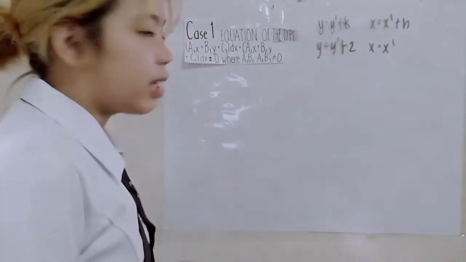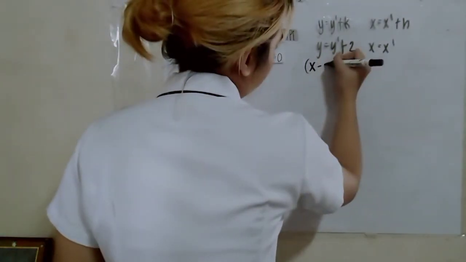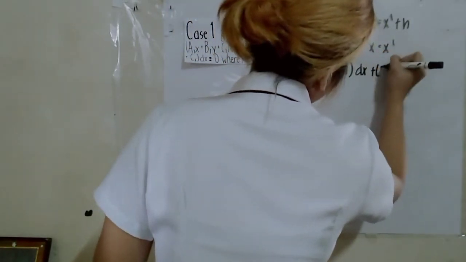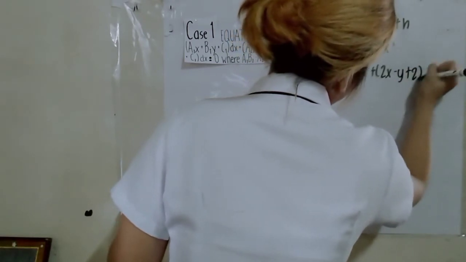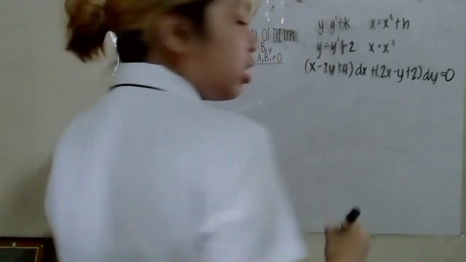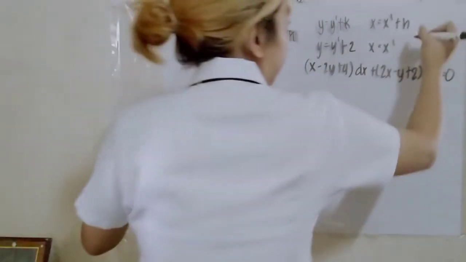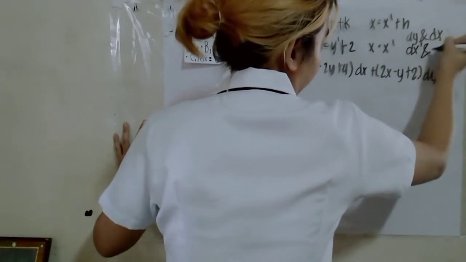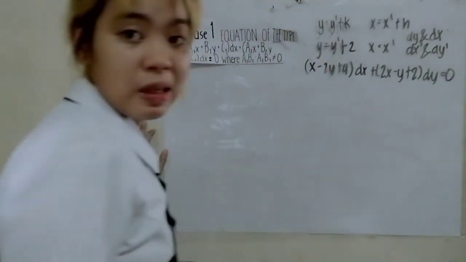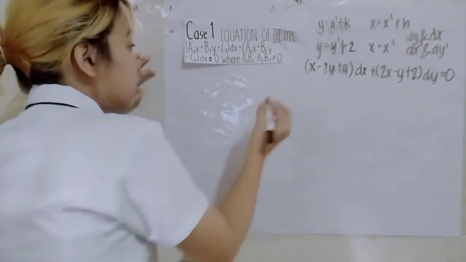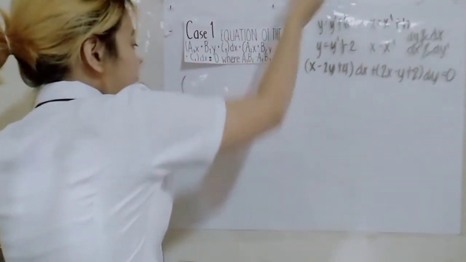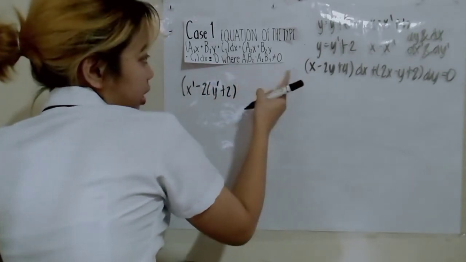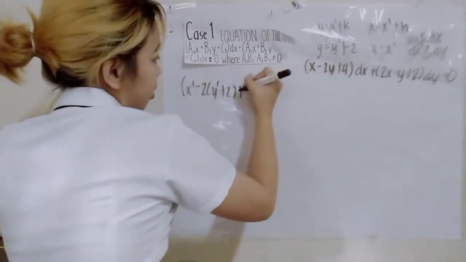Now we substitute into our equation. Our equation is (x minus 2y plus 4) dx plus (2x minus y plus 2) dy equals 0. Also, we substitute dx and dy with dx prime and dy prime, so they will have primes. Now we substitute: x becomes x prime, y becomes y prime plus 2, and we copy the 4.